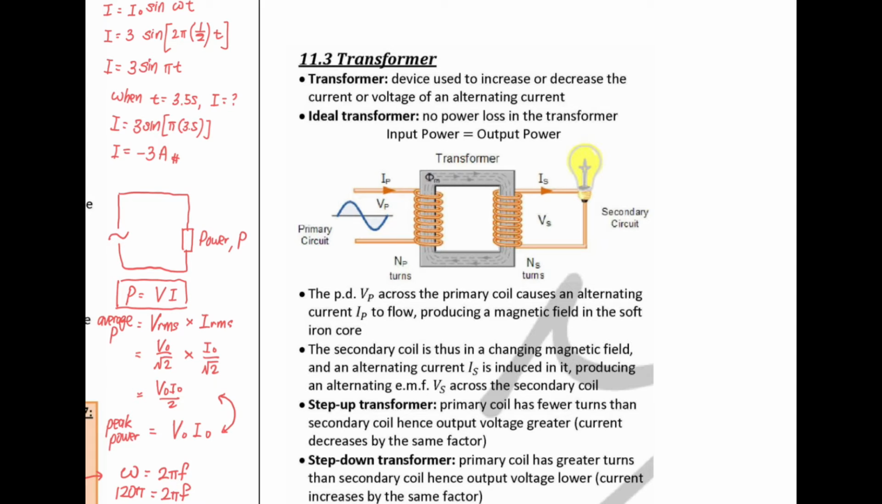Okay, so in opposite relationship. Now let's see the second point. They say ideal transformer. So ideal transformer means the perfect transformer. No power loss in the transformer. The input power is equal to the output power.